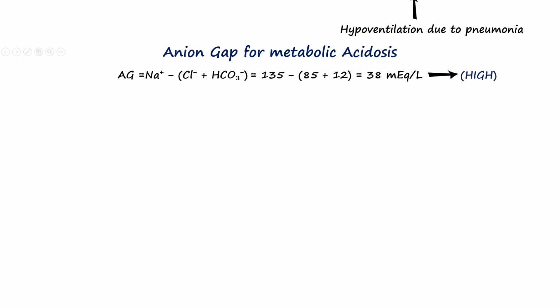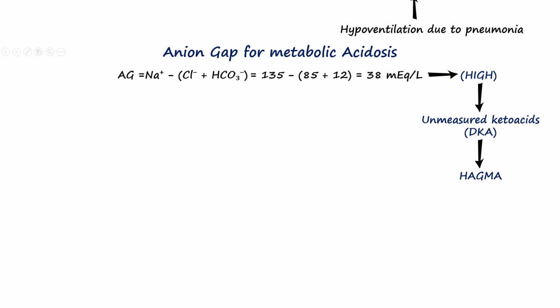mEq per liter. A high anion gap means that there are some unmeasured negatively charged ions present in the blood, which can indicate a buildup of acids. In our case, the buildup of acid is due to ketoacids. So, the metabolic acidosis we have is high anion gap metabolic acidosis, or HAGMA in short. We are still not done.